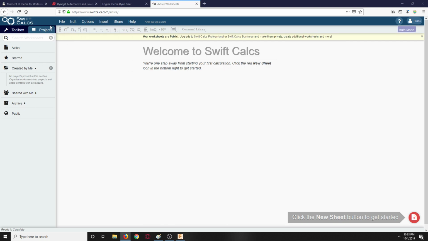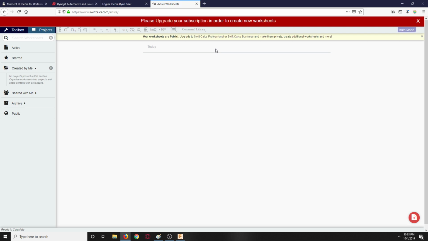Okay, so this is Swift Calcs, and you just log in using your Google, and then all of your stuff is public, and it's basically free to use, but you only have so many sheets, and everything that you do is public.